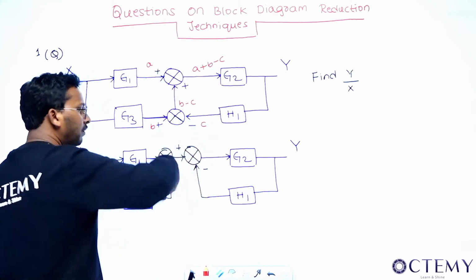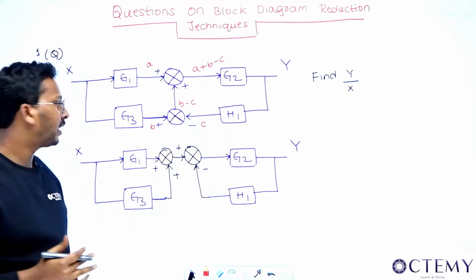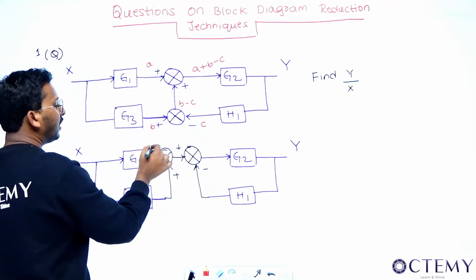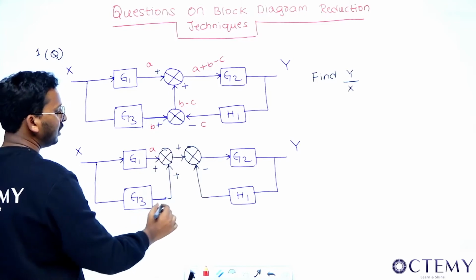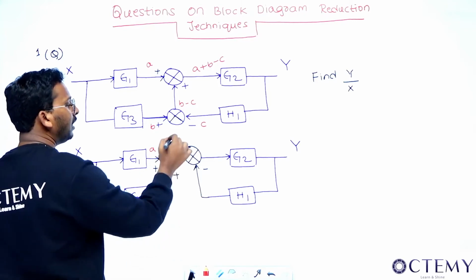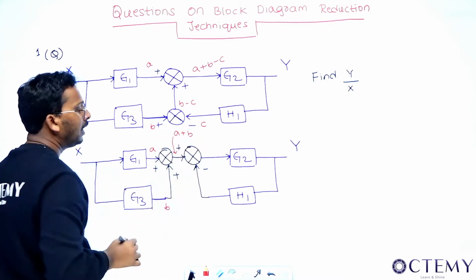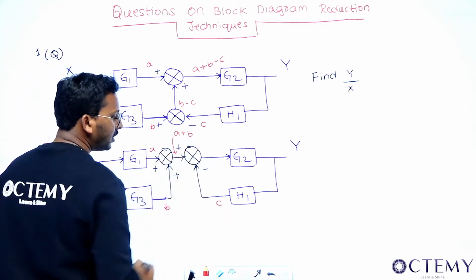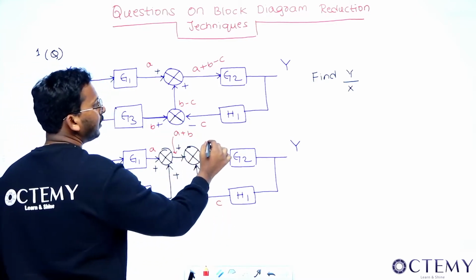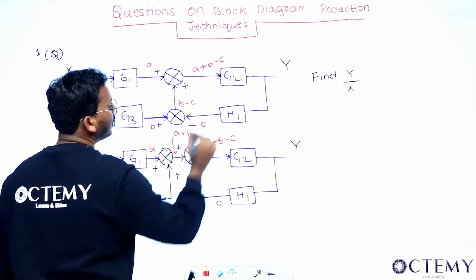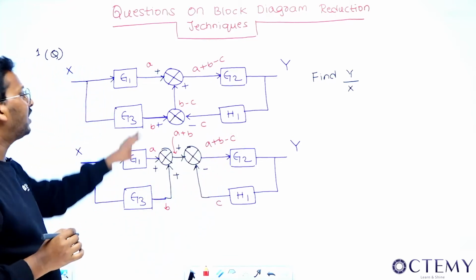So whatever you have done, it should still remain the same, right? According to that, after G1 the output is A, after G3 the output is B. So what will you get here? Here you will get A plus B, right? And here after H1 the output is C. So this is A plus B minus C. Did anything change? No, nothing has changed. Everything is as it is.